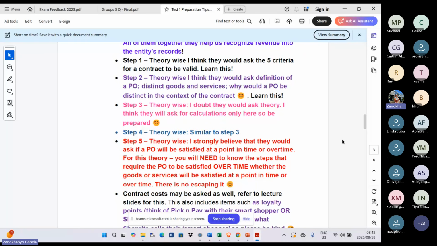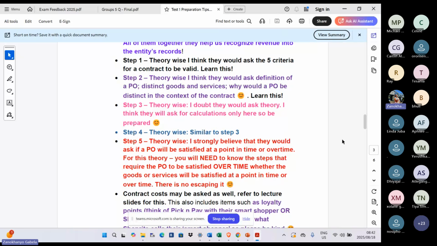But then now, the theory one that I'm worried about that they may ask you is, perhaps they will give you a service and ask whether this service will be delivered at a point in time or over time. So you need to be able to define the 3 criterion there, whether it's satisfied at a point in time or over time. That 3 criterion helps you to ascertain whether the service will be at a point in time or satisfied over time.